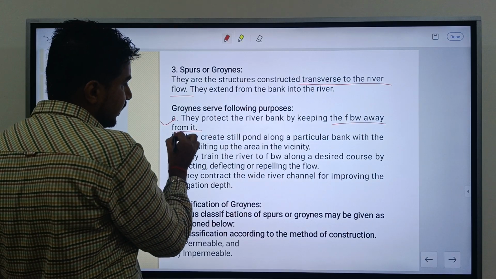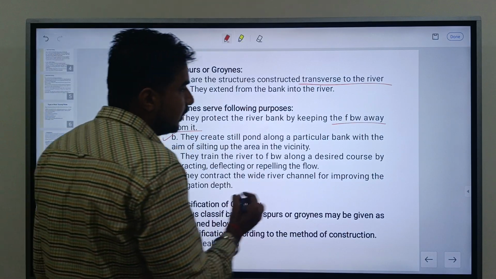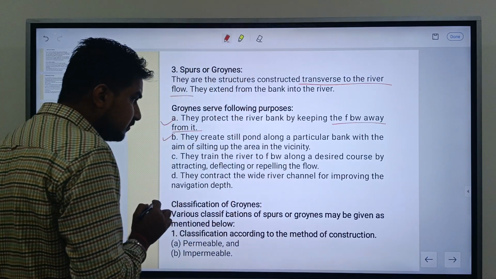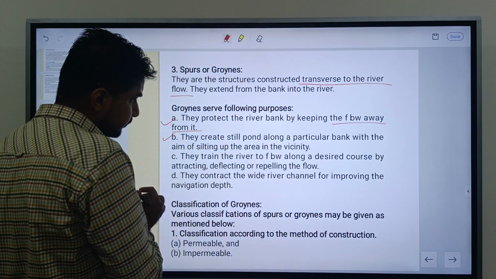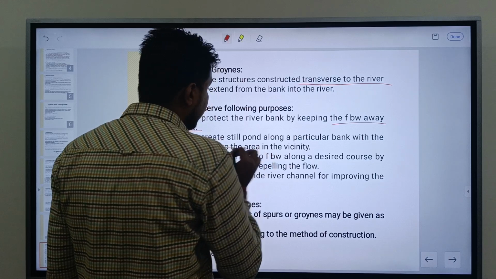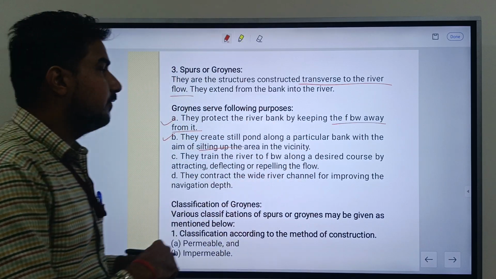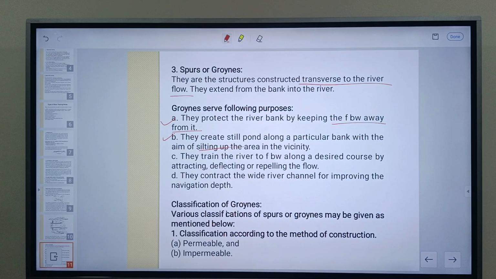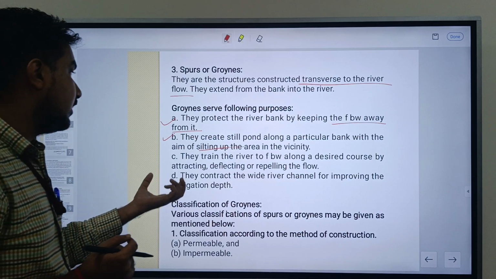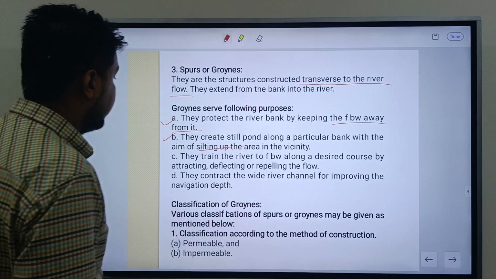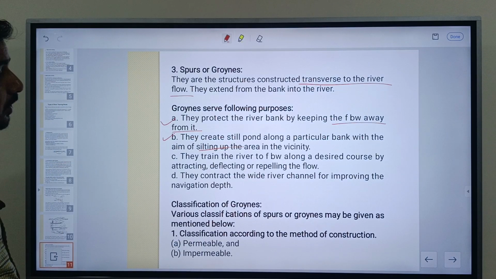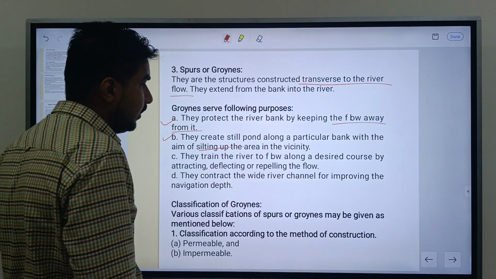Now the next one is that they create a still pond along the particular banks with the aim of silting up an area in the vicinity. So they can create a particular bank, meaning they are very helpful for constructing a particular type of bank in that region. Next, they train the river flow along the desired course by attracting, deflecting and repelling flow.